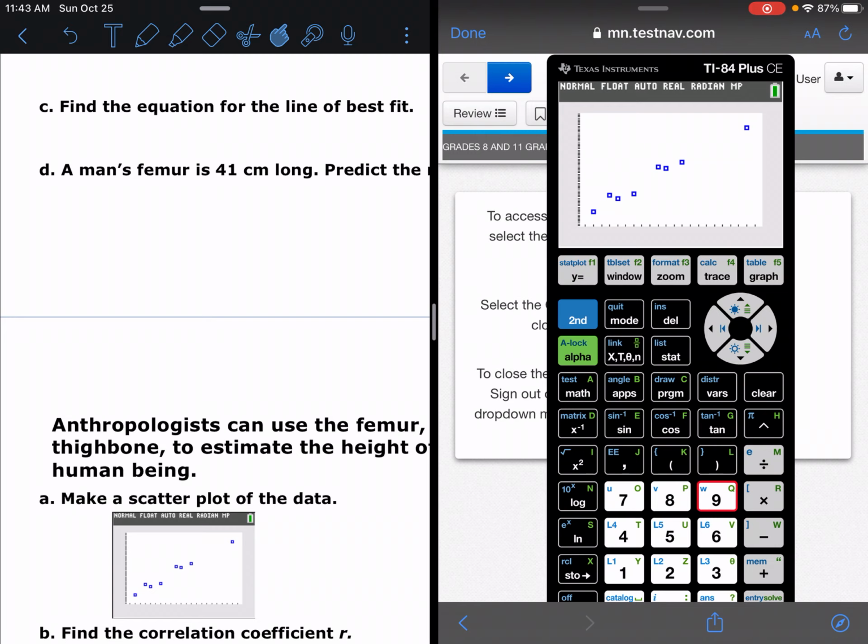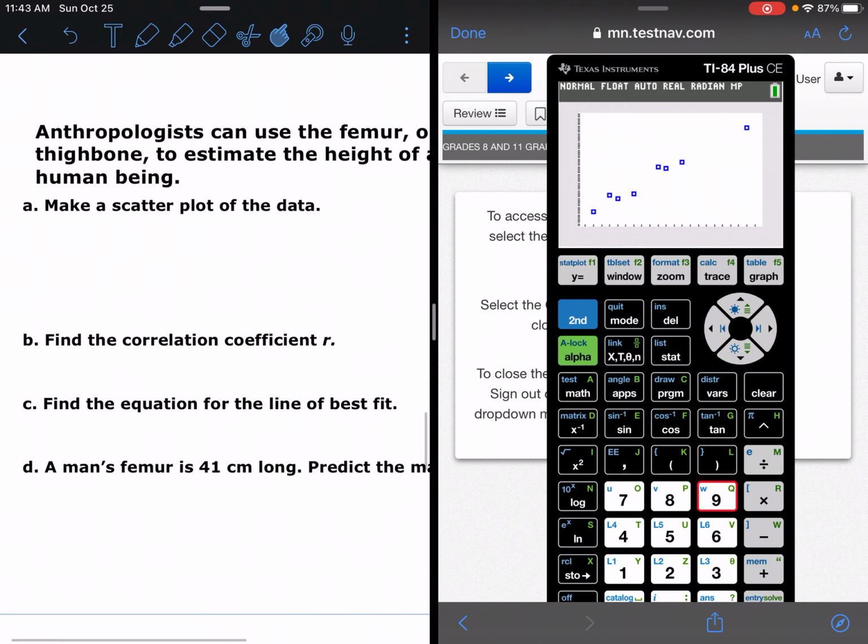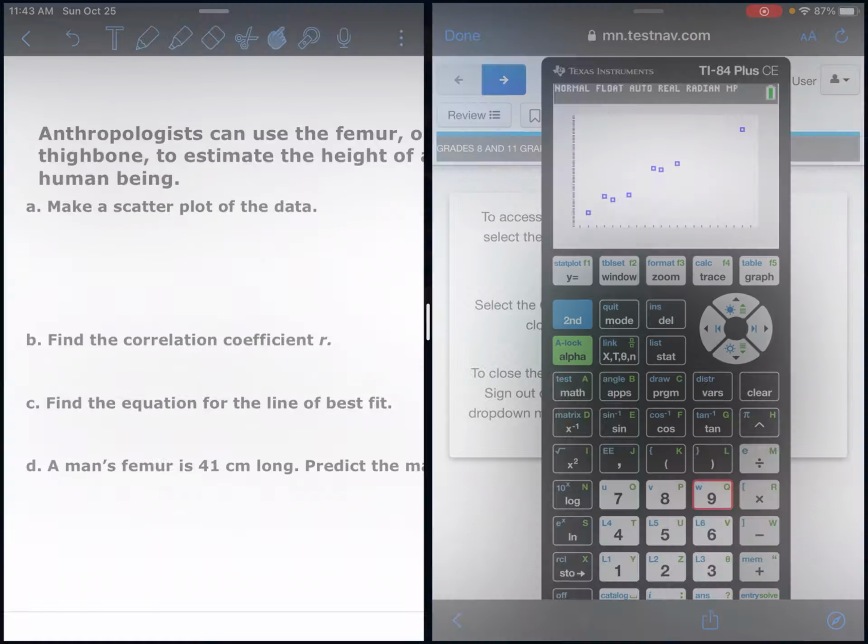Okay, so now that you have your scatter plot, you can see that's a pretty strong correlation. We want to find out how strong. So the second thing they ask us to do is to find the correlation coefficient R. I was kind of getting ahead of myself and starting that already, so we're going to do that right now.